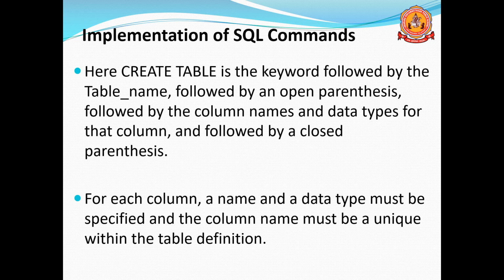For each column, a name and data type must be specified. You have to specify the table name, column name and also the data type. And the column name must be unique within the table definition. It is not possible to give two columns the same name. Two columns should not be given the same name. It should be unique inside the table. That is in case of table creation.